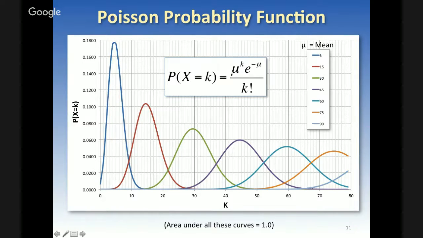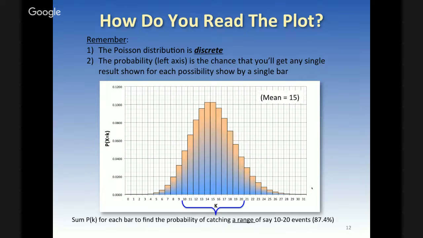So how do you read this thing? And I've kind of described that, and I want you to remember the Poisson distribution is discrete. In other words, it describes a discrete number of events. You can't figure out with the Poisson distribution when 2.5 photons are going to arrive, because you can't have 2.5 photons. The probability is up the left axis, okay? And it's the chance that you'll get any single result shown for any possibility shown by a single bar.